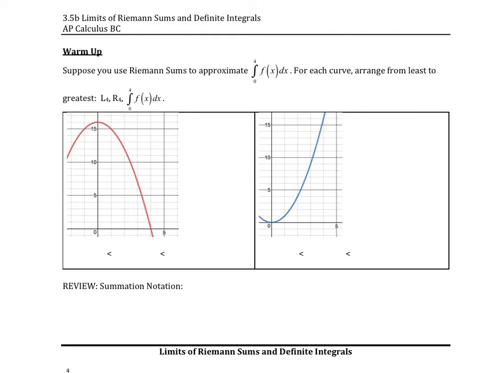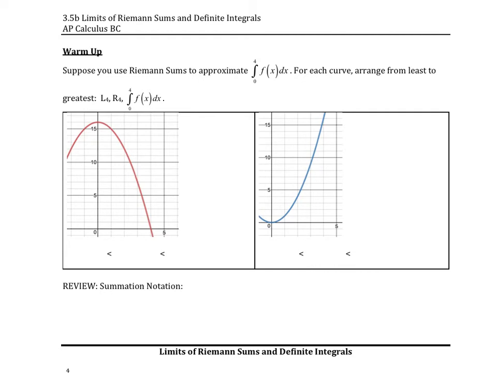Okay, hopefully you had a chance to look at these and maybe even use some of what we did yesterday with our notes. I should be able to determine, just by looking at whether it's increasing or decreasing, whether the left hand or the right hand is going to be an over or under estimate, meaning which one's going to be above the actual value and which one is going to be below. But let's say we didn't.